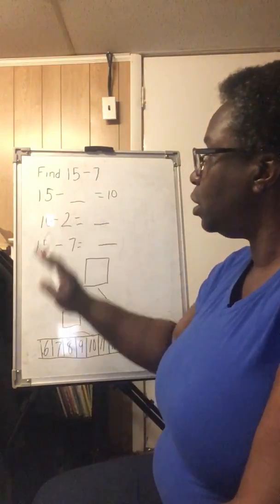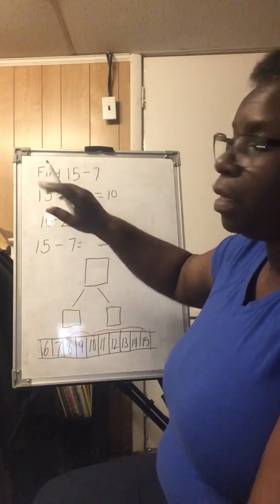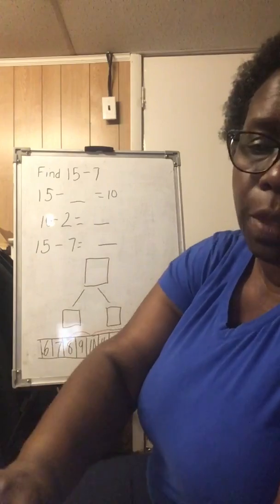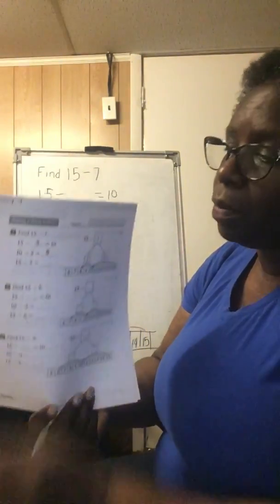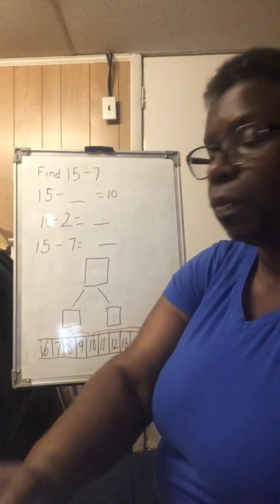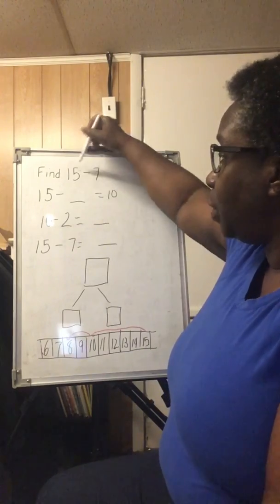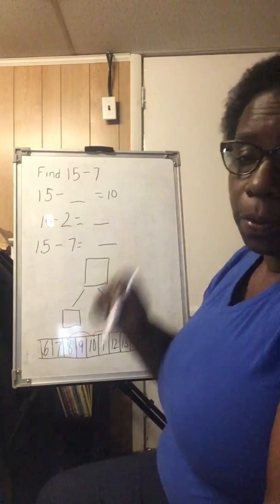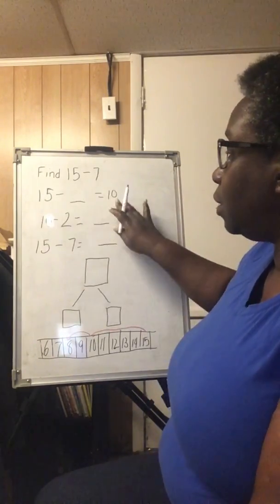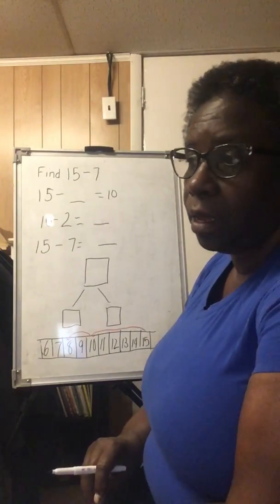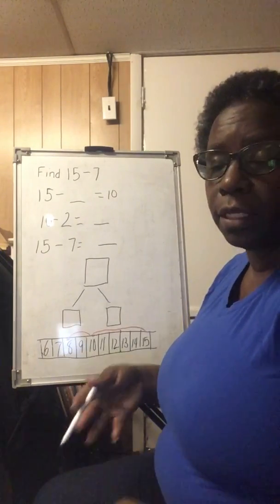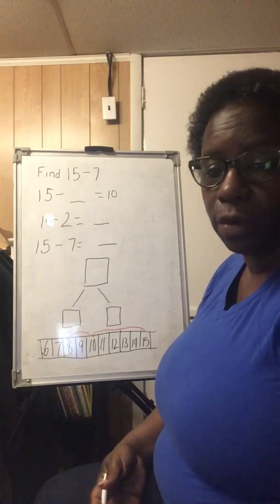And what they want us to do is to take our problem, number 1 on your worksheet. It's already done for you, so we're going to work it together. Find 15 minus 7. But before you can work that, they want us to break it down and to find the 10. Because they said if you break it down to the 10, it makes it easier to subtract.